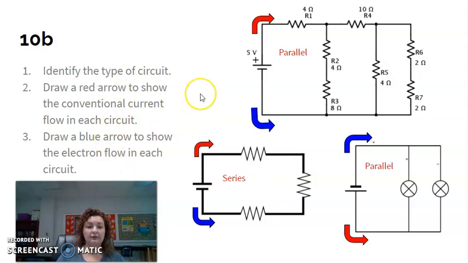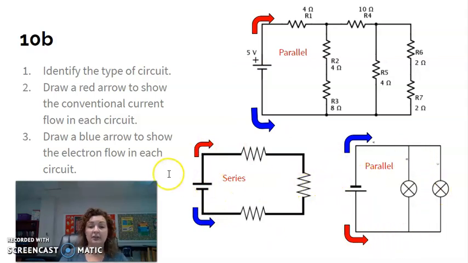Now you have 2 different arrows you had to put on each one. You first had to draw a red arrow to show the conventional current flow in each circuit. Conventional means positive around to negative. So you'll see each one, the positive being the longer line, has a red arrow around, and red arrow around.